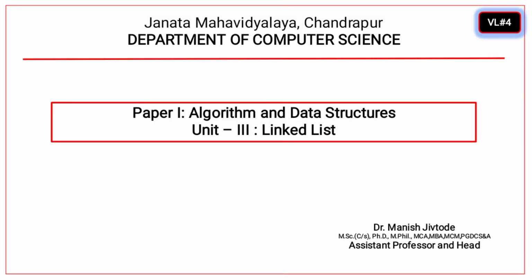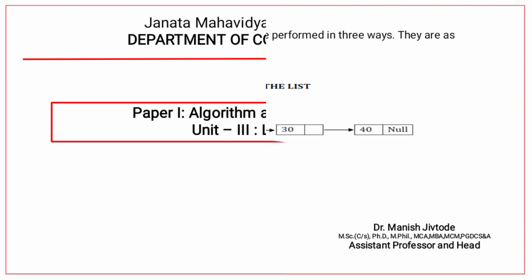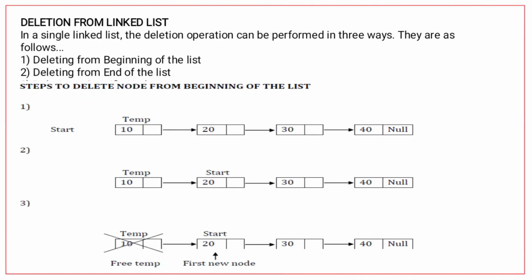Topic is deletion from linked list. In a single linked list, the deletion operation can be performed in three ways. Number one, deleting from beginning of the list. Number two, deleting from end of the list. Number three, deleting a specific node.